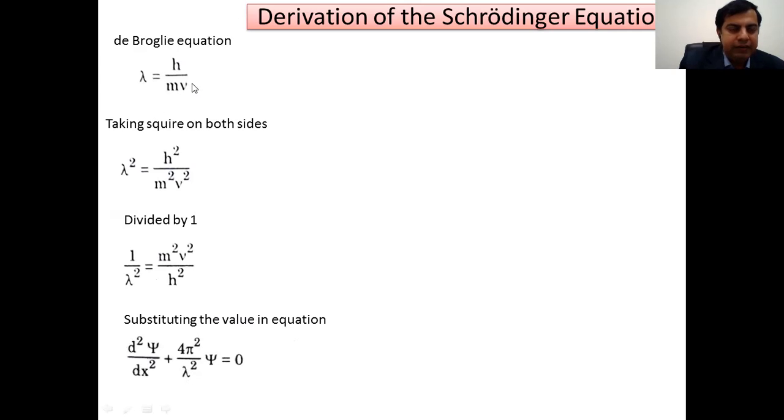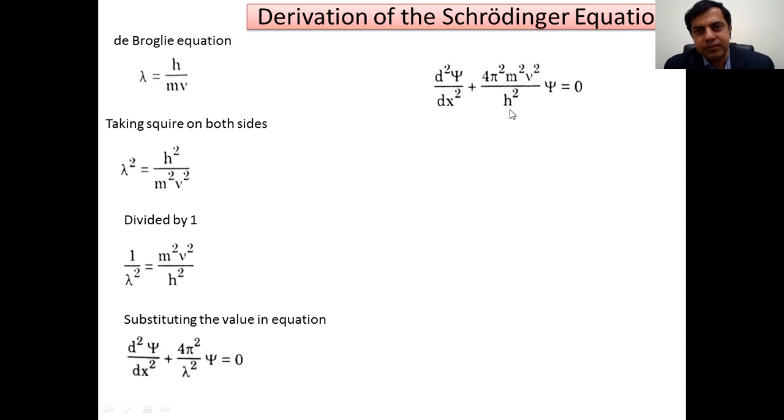So that's why I have modified this de Broglie equation according to our requirement, that is 1 over lambda square. Now you can put the value of 1 over lambda square in this equation. So this equation will become like this. I'm just putting the value of 1 over lambda square over here, so it will be m square v square over h square.